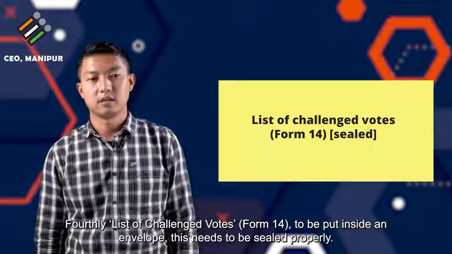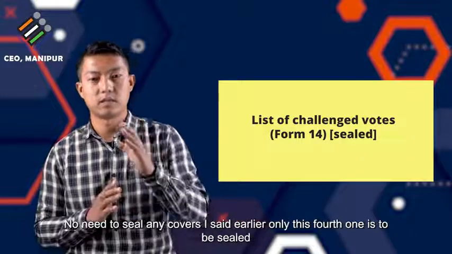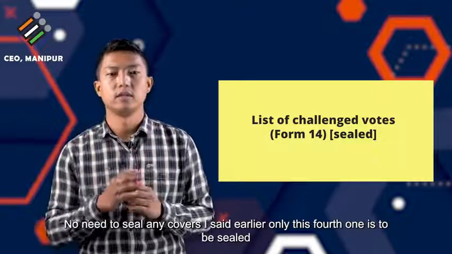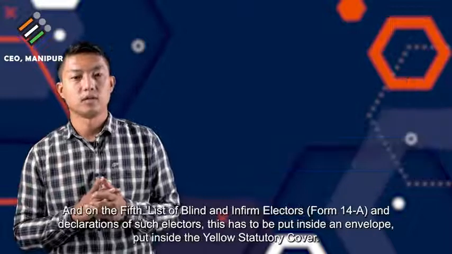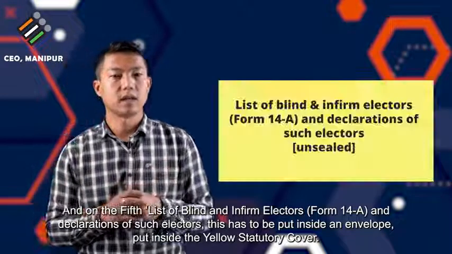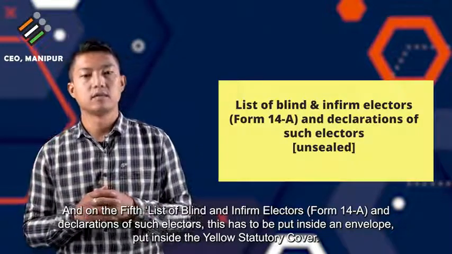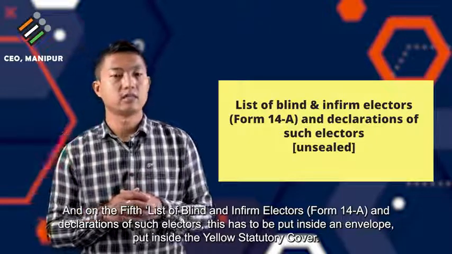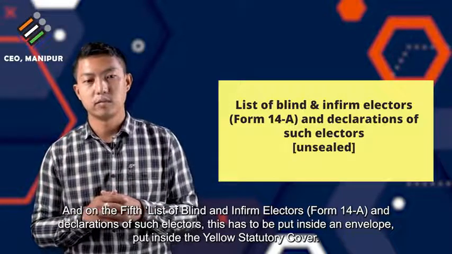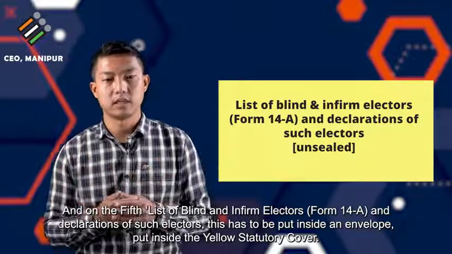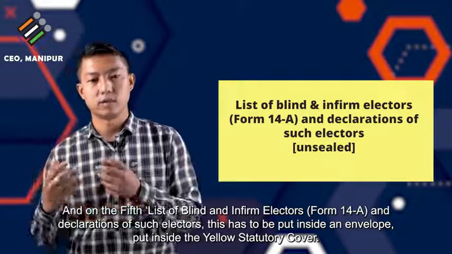This needs to be sealed properly. No need to seal any covers, as I said earlier, only this fourth one is to be sealed. And the fifth, list of blind and infirm electors, Form 14A, and declarations of such electors, has to be put inside an envelope, and put inside the yellow statutory cover.